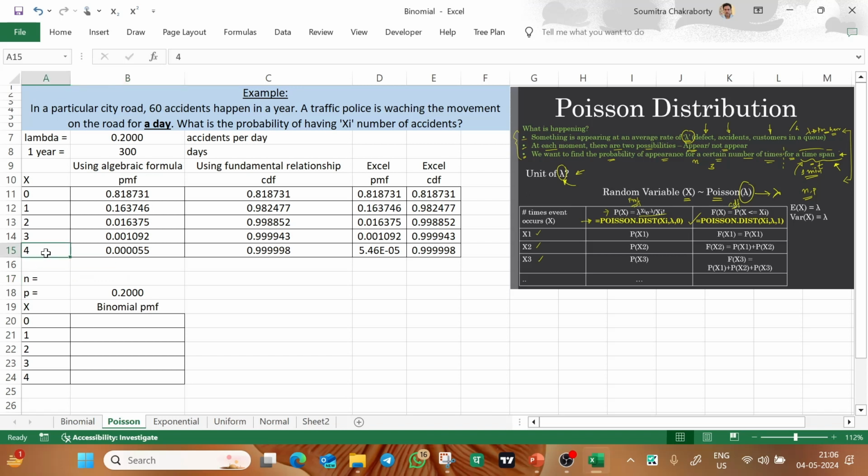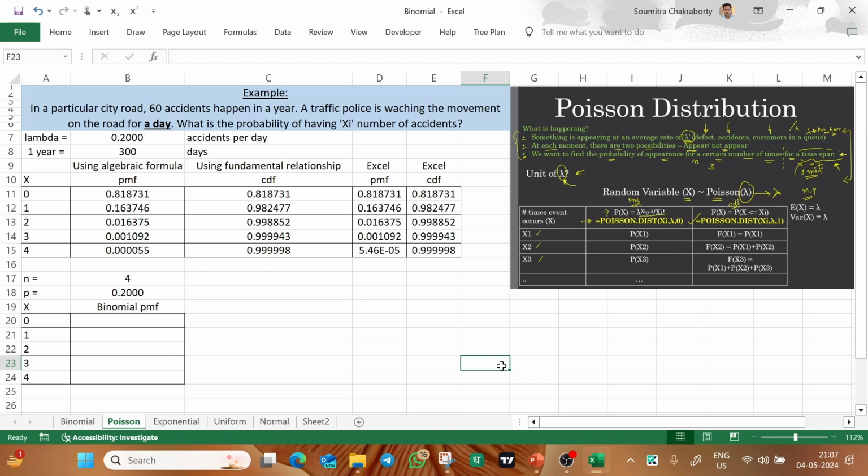So what should be the value of n in this case? See, it is true that the upper bound of the x value is unlimited for Poisson distribution. But actually, if you see the PMF values, after 4, is it something very different from 0? It is very close to 0, right? So maybe we can assume that 4 is the upper bound so that we can use n is equal to 4 here in case of binomial distribution.